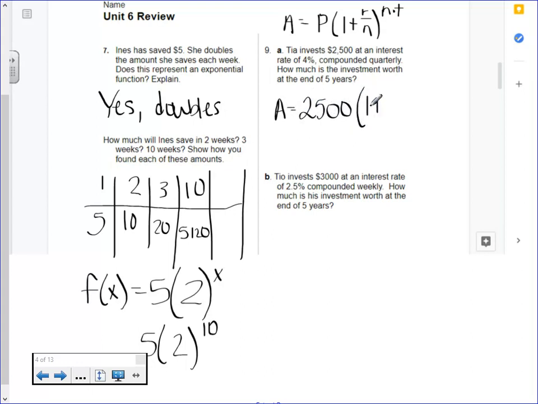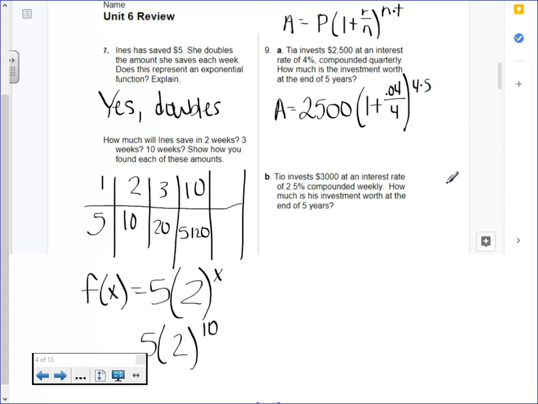1 plus the interest rate, it has to be written as a decimal. So 4% would be 0.04. And then if it's compounded quarterly, what would that number be? 4. There's 4 quarters. And then you take 4 times the number of years that she's wanting to do this, which is 5 years.